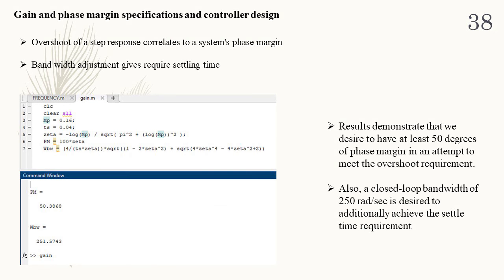Next, the gain and phase margin specification and control design. Here the measurements are given in time domain analysis, so we convert them into the frequency domain. The overshoot of the step response gives the phase margin and bandwidth gives the settling time. We have decided to have at least 50 degrees of phase margin to meet the overshoot requirement, and also a closed loop bandwidth of 250 radians per second to achieve the settling time requirement.